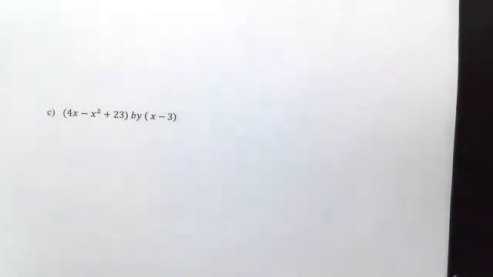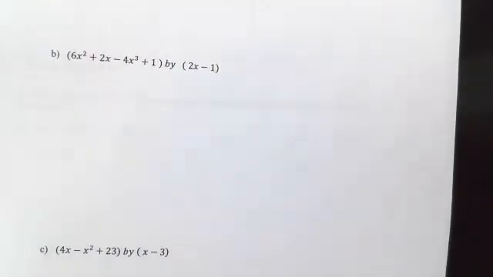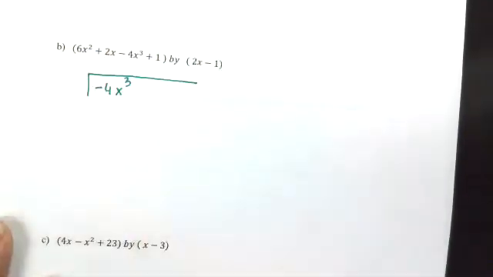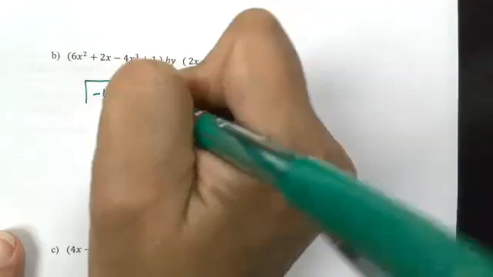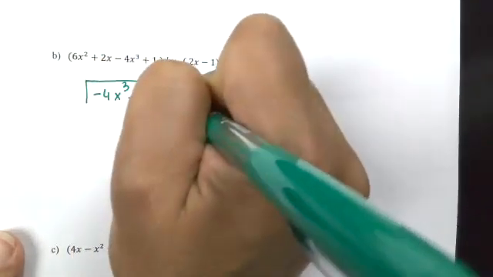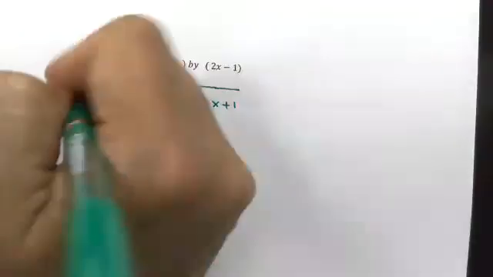Okay, so 6x squared plus 2x minus 4x cubed plus 1. They're all scrambled, so let's unscramble them. Negative 4x cubed plus 6x squared plus 2x plus 1 divided by 2x minus 1.